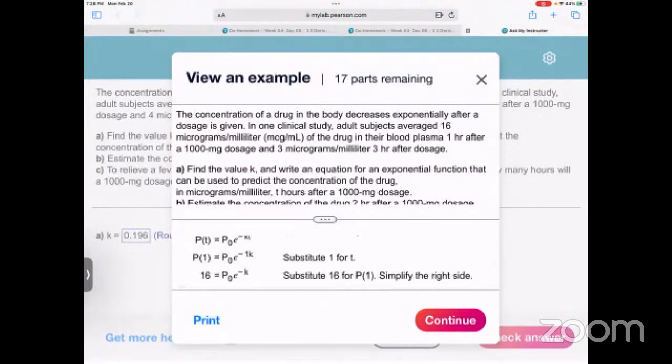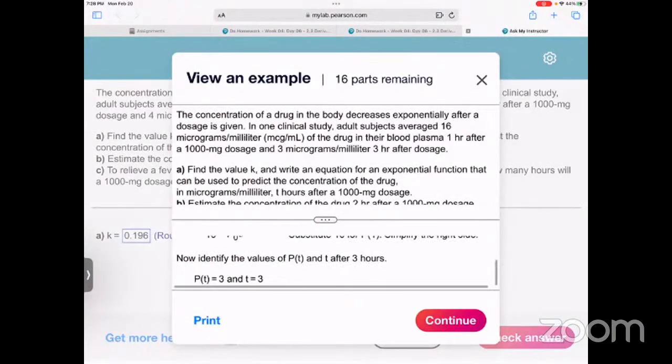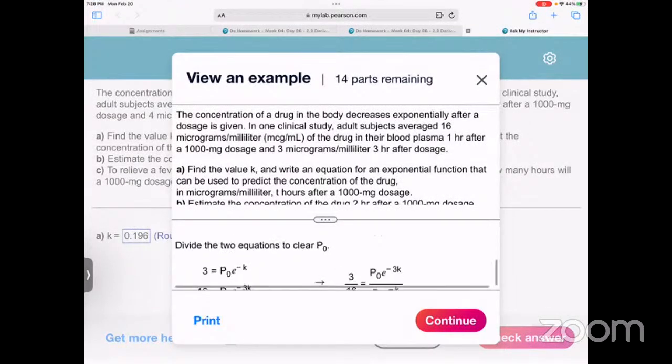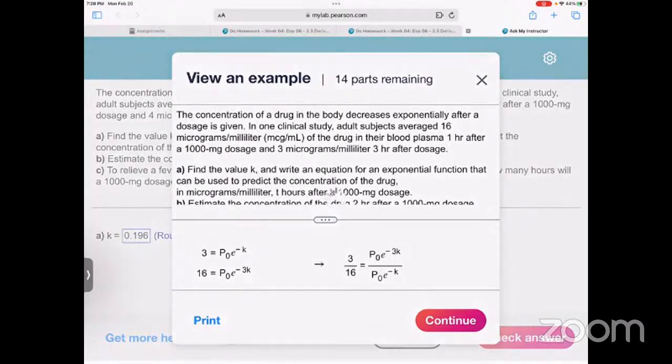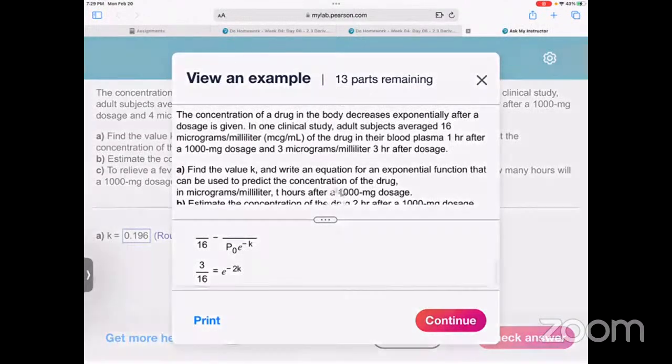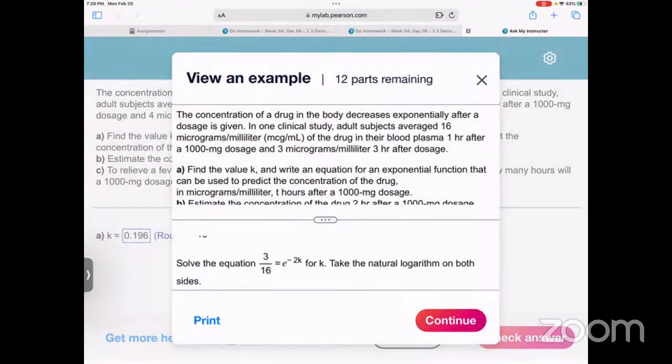And I think it's something else where we're close again. We got that two thing as well. Divide the two equations to clear P naught, right? We did this. So we subtracted, right? I think we did that. Now they got a negative. Yeah, that's fine. Theirs is just different than ours. All right, continue. Solve. Natural log of that divided by -2. Continue.